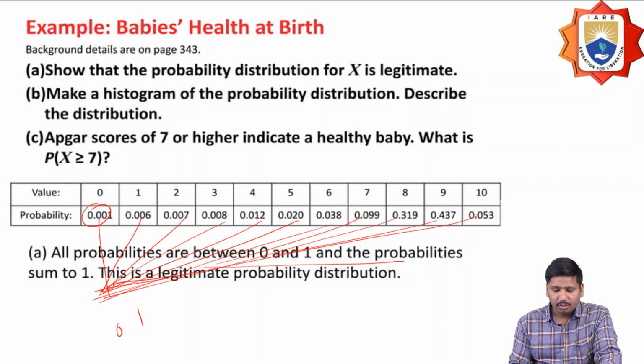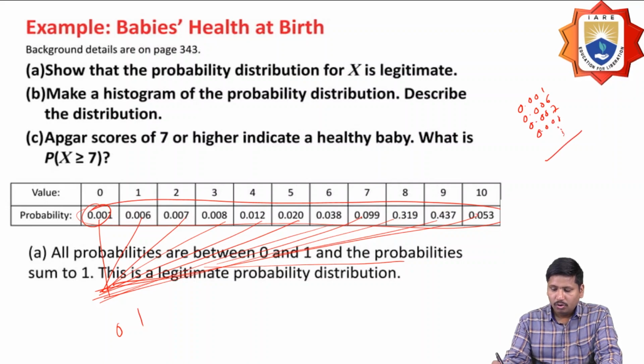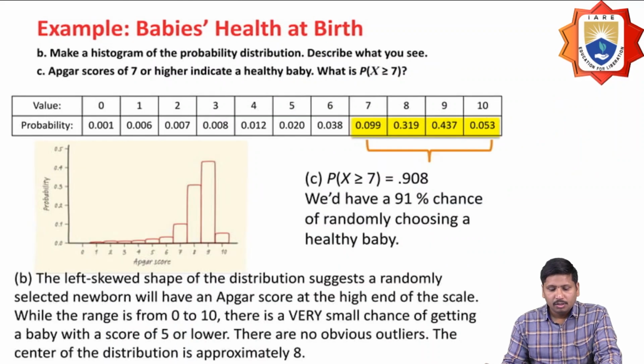And the next requirement is that the sum of all the probabilities should be equal to 1. If I add all of these, 0.001, 0.006, 0.007, 0.008, and so on, the sum should be equal to 1. So that is the second requirement. Then make a histogram of this probability distribution.